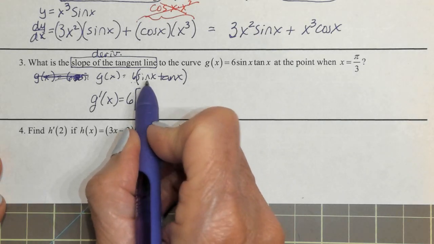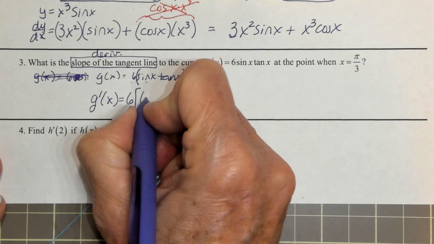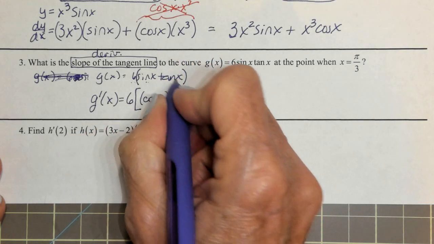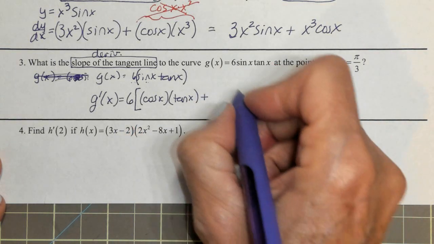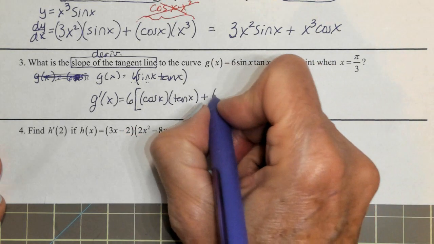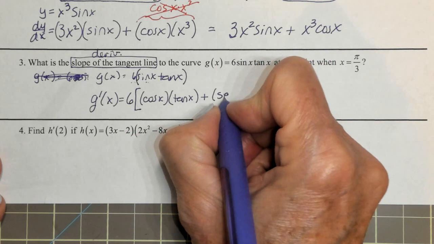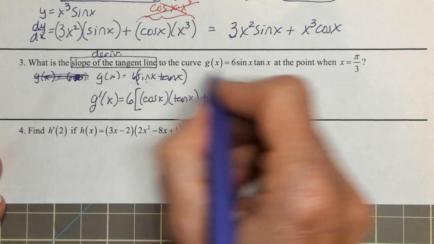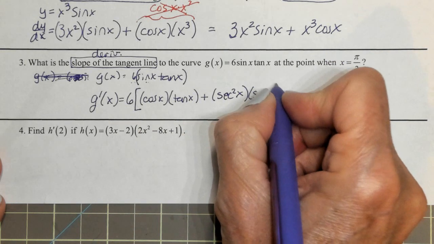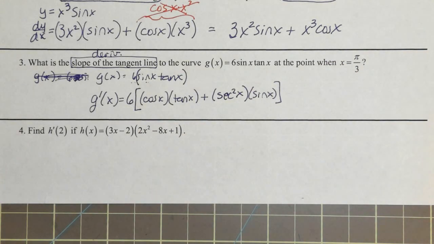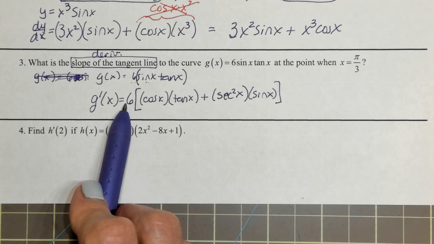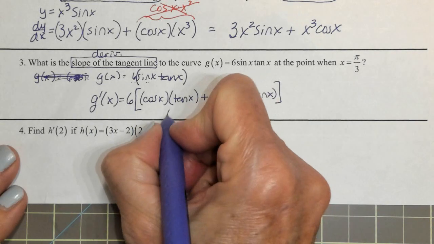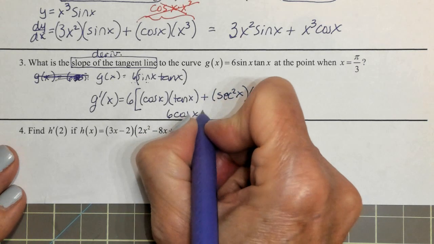And now I just take the derivative of sine x, which is cosine x, multiplied by tangent x left alone, plus for product rule. Now the derivative of tangent x, which is secant squared x, times the sine x left alone. So there is the derivative. In a multiple choice answer, they may or may not have this 6 factored out. If it was left in, it would look like this.